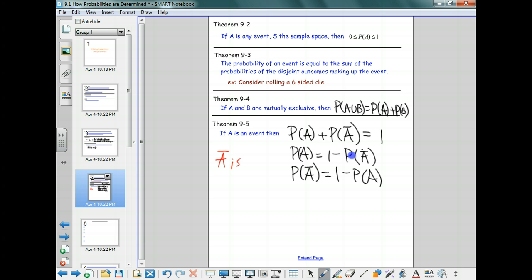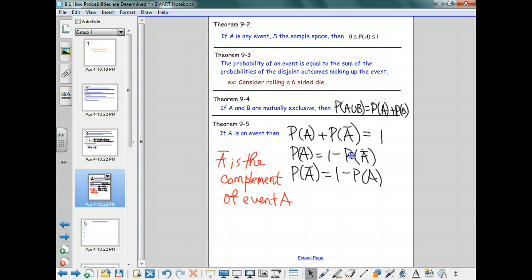A bar is the complement, which is not spelled like, hey, nice shoes, okay? Complement with an E in the middle, complement of event A. Okay, got yourself a note if you don't remember what complement is or haven't seen this before. This means everything that's not in A.